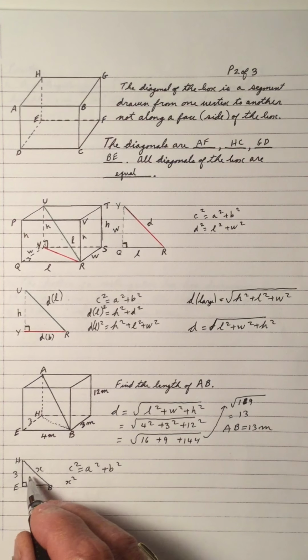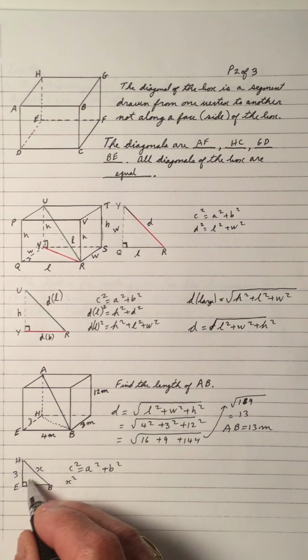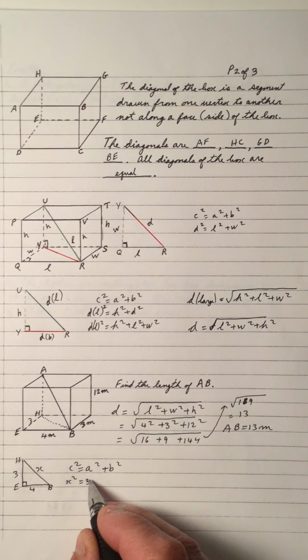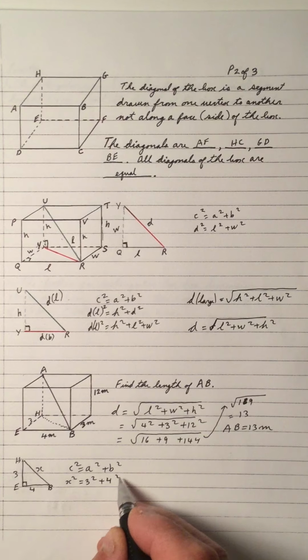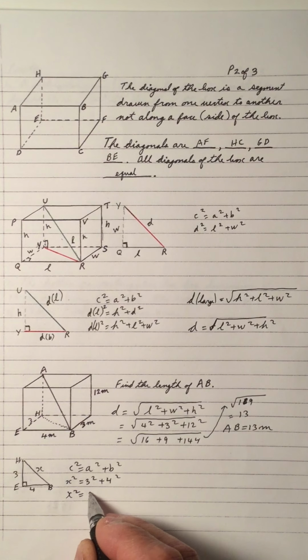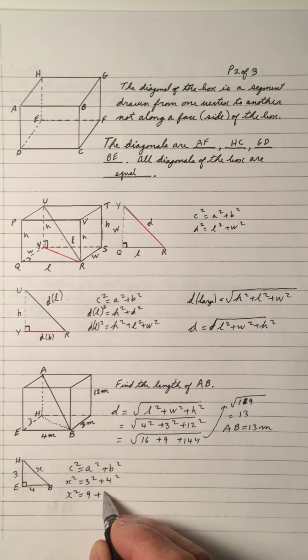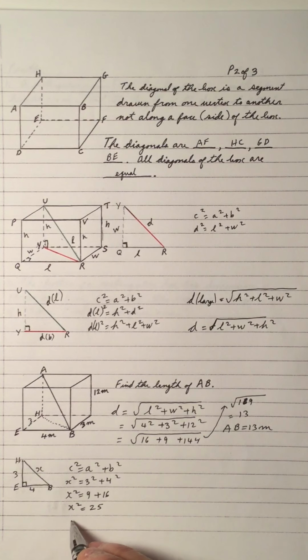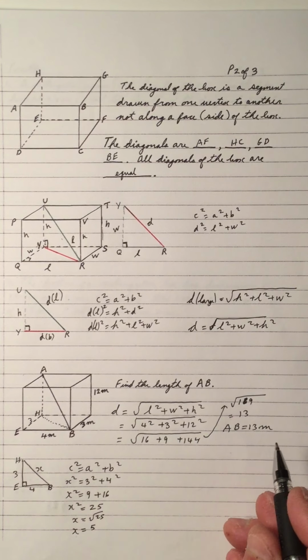X is the hypotenuse. The c is opposite the right angle. The hypotenuse is the longest side. A is 3, b is 4. X squared is 9, 3 squared, plus 4 squared, 16. X squared is 25. X is the square root of 25, so x equals 5.